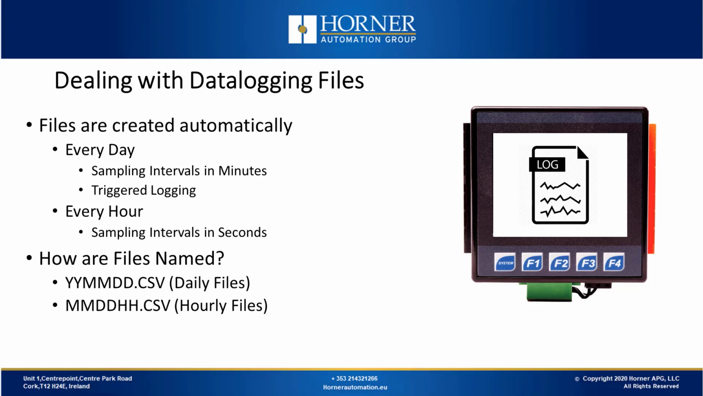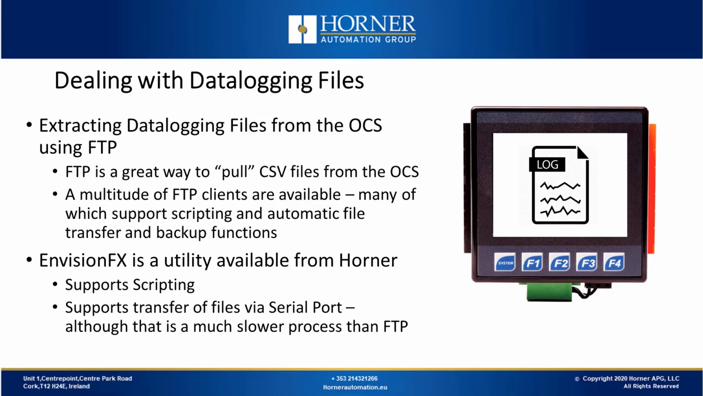Files are created automatically. If your sampling intervals are in minutes or longer, and for trigger-based sampling, then new files are created every day. If you're sampling in seconds, a new file is created every hour. If the file is created every day, the year, month, and day are all included in the file name. If the files are created every hour, the month, day, and hour are included in the file name.